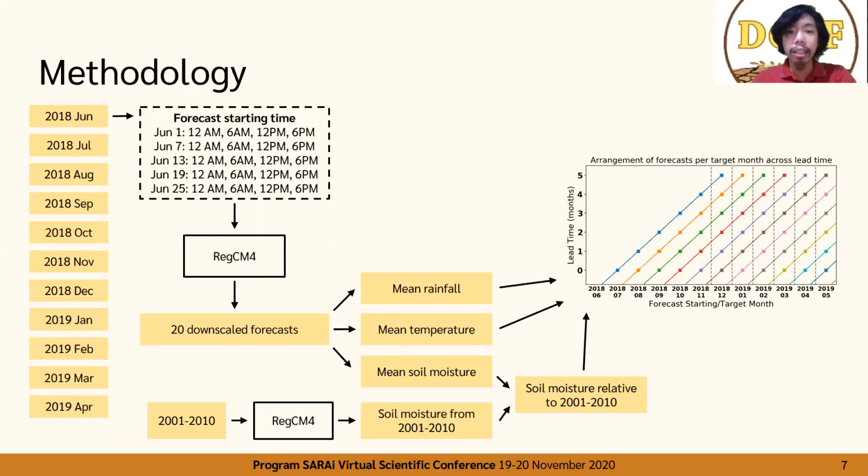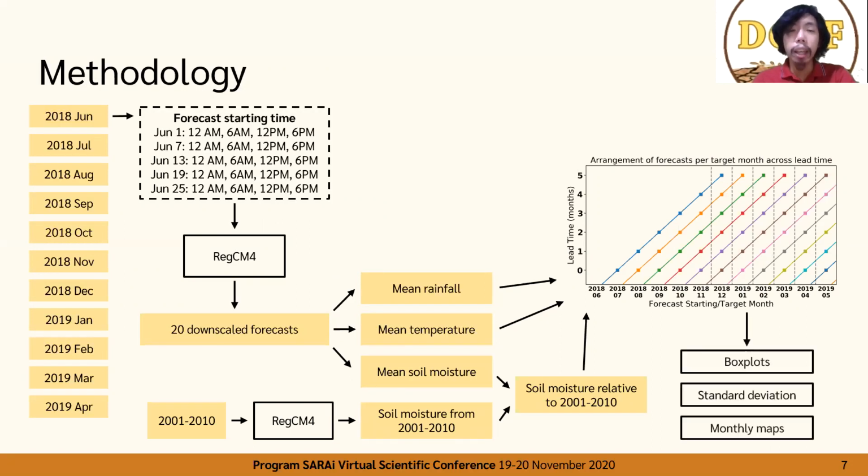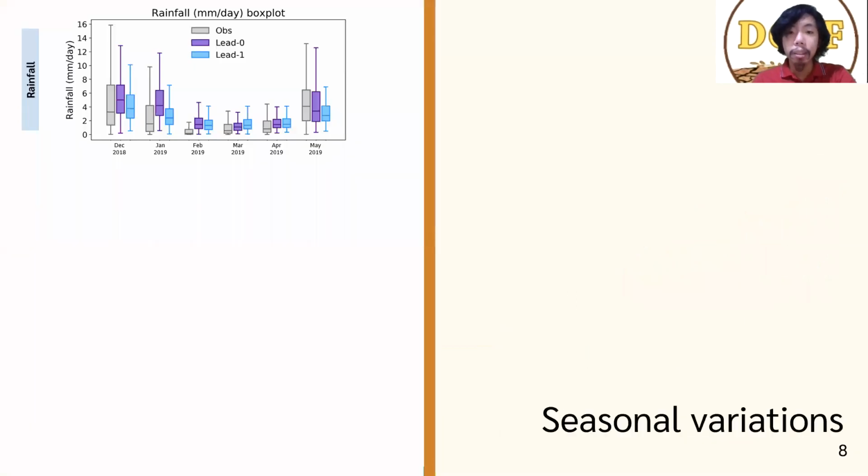We got the forecasts with lead times from 0 to 5 months for December 2018 to May 2019, as shown by the dotted columns. In comparing the observations and forecasts, we used box plots, standard deviation, and monthly maps, which I will all explain along the way. The box plots were used to compare the range of values across the country for each variable and month. Hence, we can infer the general seasonal variability from box plots.